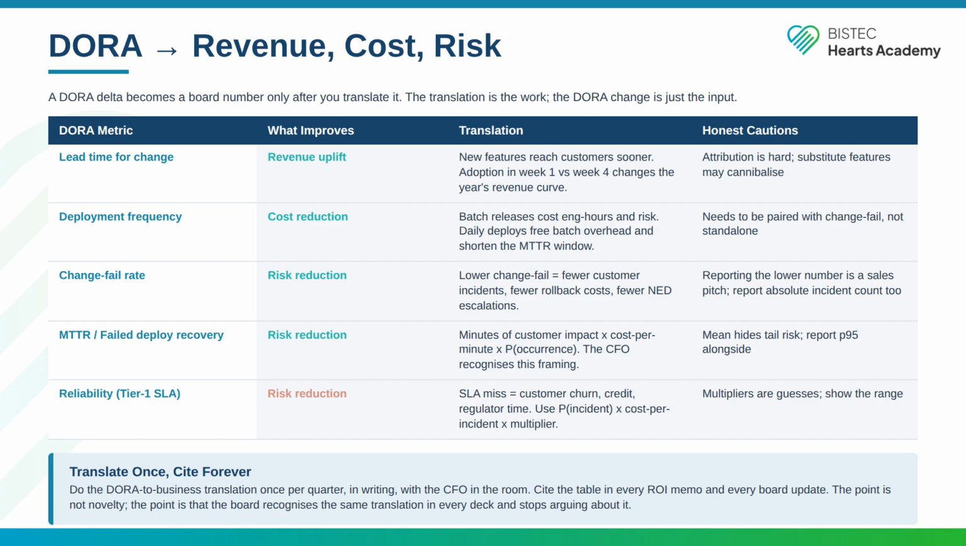The honest caution is that attribution is hard and substitute features may cannibalize. Deployment frequency translates to cost reduction. Batch releases cost hours and risk. Daily deploys free the batch overhead and shorten the MTTR window. The honest caution is that it needs to be paired with change fail, not reported standalone.